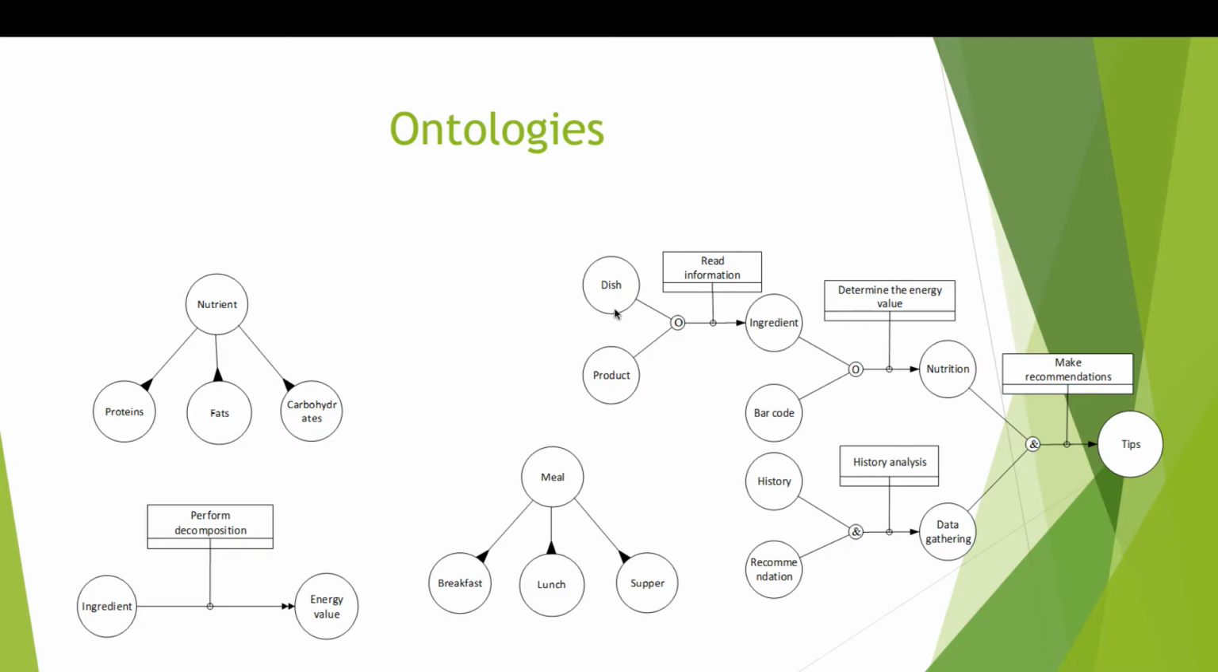And a few words about the combined scheme. So after reading information from dishes and products, we receive ingredient details. Also, we should provide determination of the energy value, and as a result we receive nutrition. Also, we can dive deeper into user history, do history analysis, and based on that make some recommendations.